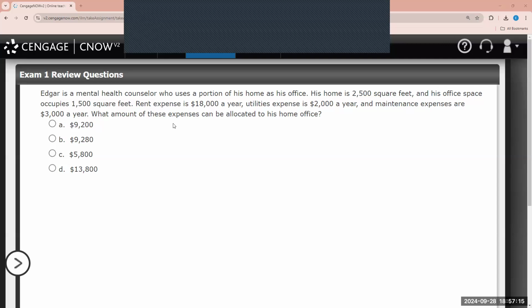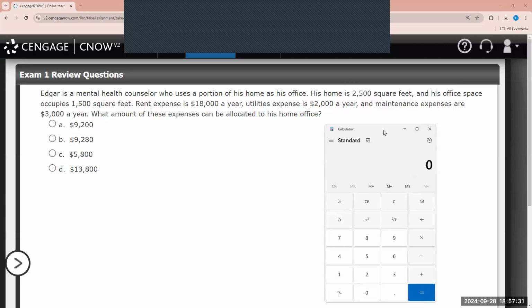Some taxpayers operate a trade or business in their home, therefore they qualify for the home office deduction, right? But keep in mind, the tax law does impose some strict limits on the availability of this deduction. As we look at this fact pattern, one of the basic things to keep in mind is, what is the percentage of the home office? The home office is 1,500 square feet, and his home is 2,500 square feet. So the home office represents 60% of the home.